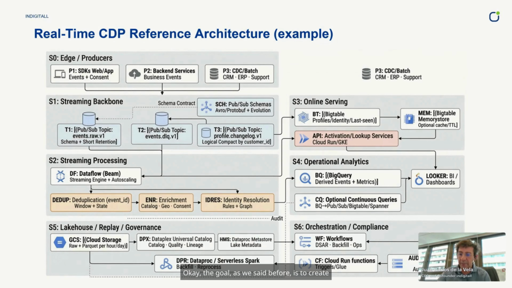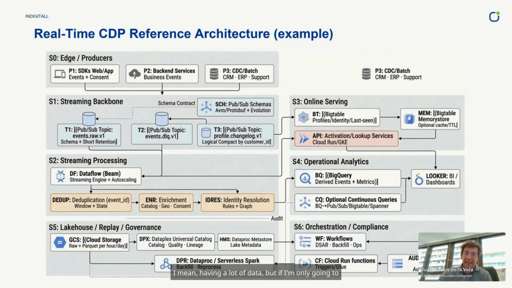Okay, the goal, as we said before, is to create segments, launch campaigns, and automate customer journeys, and it's not enough to just have data. There are many companies that have a very good CDP, but then can't activate it. They can't activate that CDP in real time. And that is ultimately a mistake, because what's the use of having a lot of data if you can't then use it to segment and communicate through the right channel?